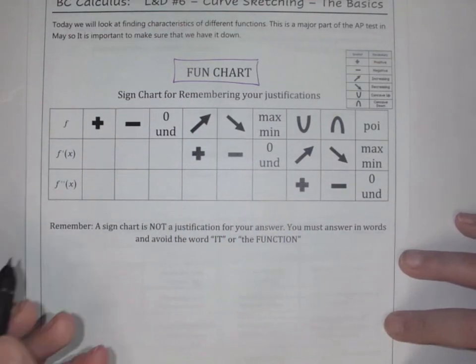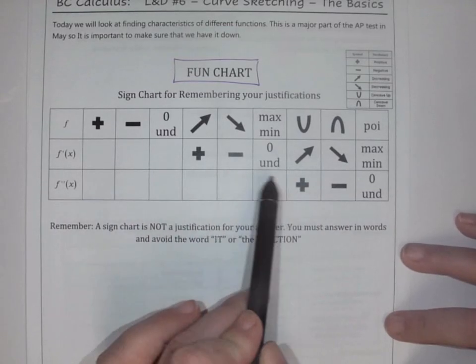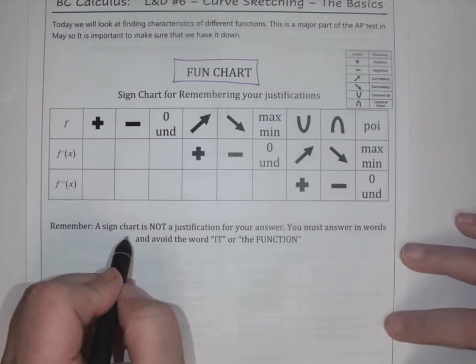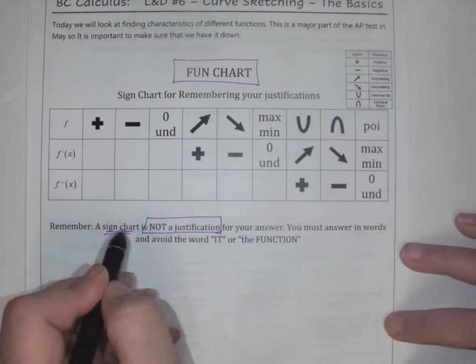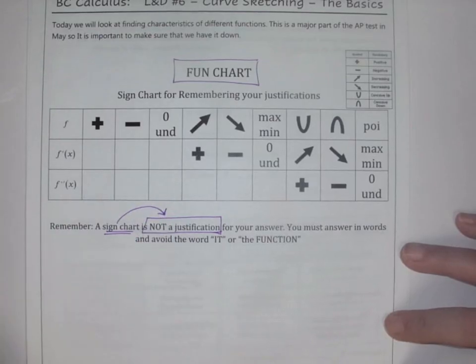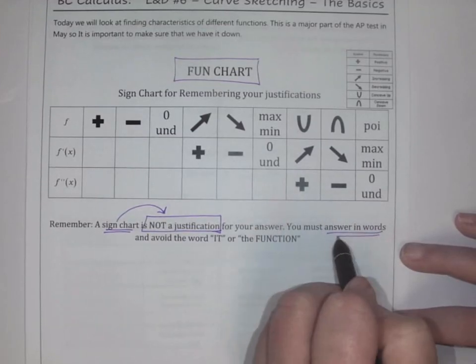Now, a couple things to take note of. One of the things that we do when determining increasing, decreasing, concave up, concave down is a sign chart. A sign chart is not a justification for your work. You have to put your answer, your justification, in words, okay? So you must answer in words.